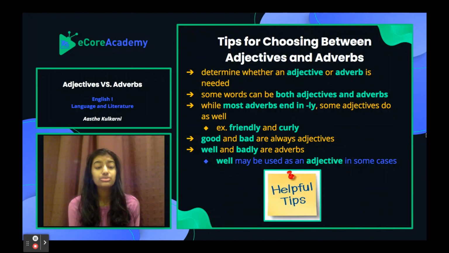So you want to make sure you understand the meaning of the word before you classify it as an adjective or an adverb. Good and bad are always adjectives. No matter what, they're always an adjective. And then well and badly are adverbs, except in some situations, well may be used as an adjective. So we just want to keep all these rules in mind when we're choosing.